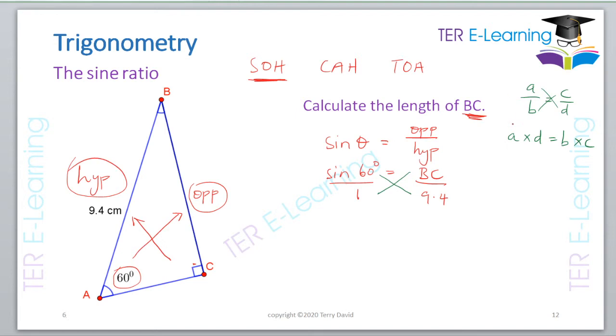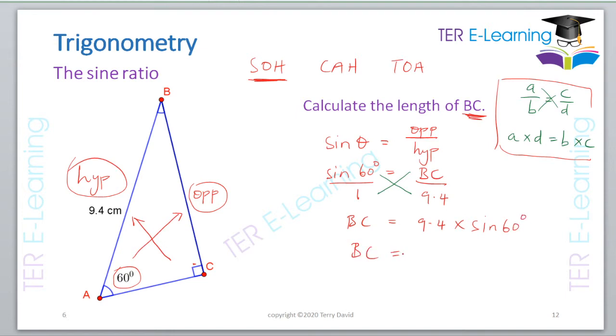This is something extremely important that you need to know, because it is going to help us work this question out. So I'm going to cross multiply, but because I want to find BC, I want BC on the left hand side. So I'm going to do BC multiplied by 1, which will give me BC, which is equal to 9.4 multiplied by sine 60 degrees.